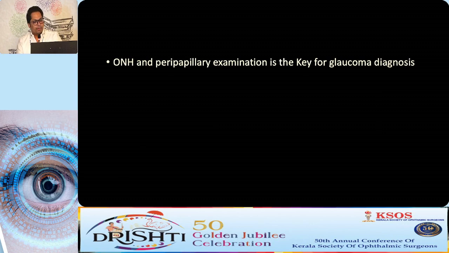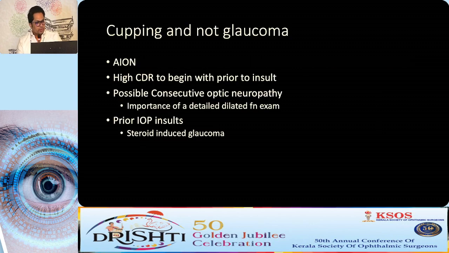Optic nerve and peripapillary examination is the key for glaucoma diagnosis. So can you have cupping and not glaucoma? Yes, like I already mentioned, AON is an example. Also, when the cupping was there earlier itself and the insult happened later, it can be any type of insult. It can be glaucomatous insults or other insults. So in such situations, it may be confused with glaucomatous optic neuropathy.